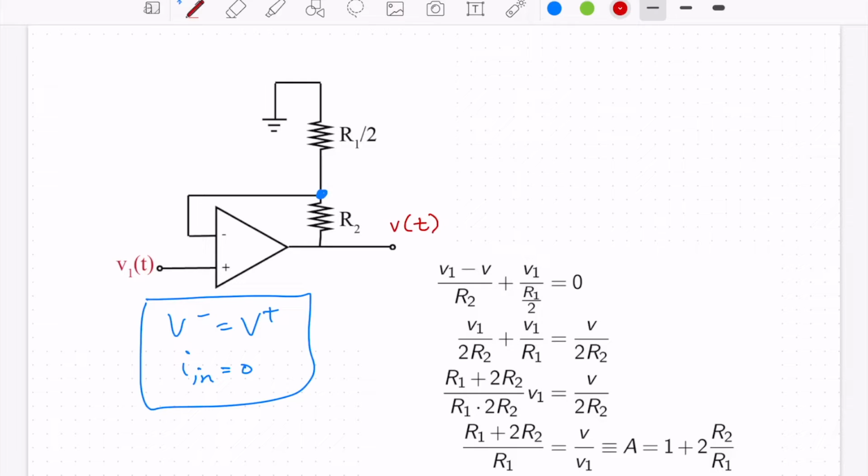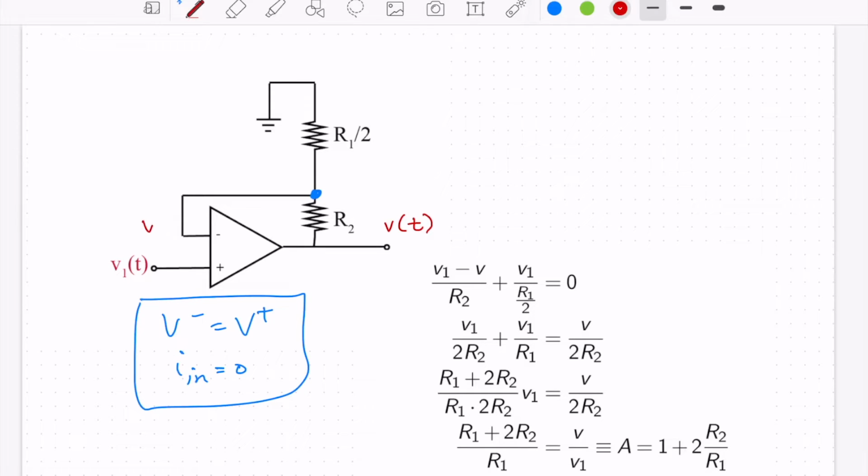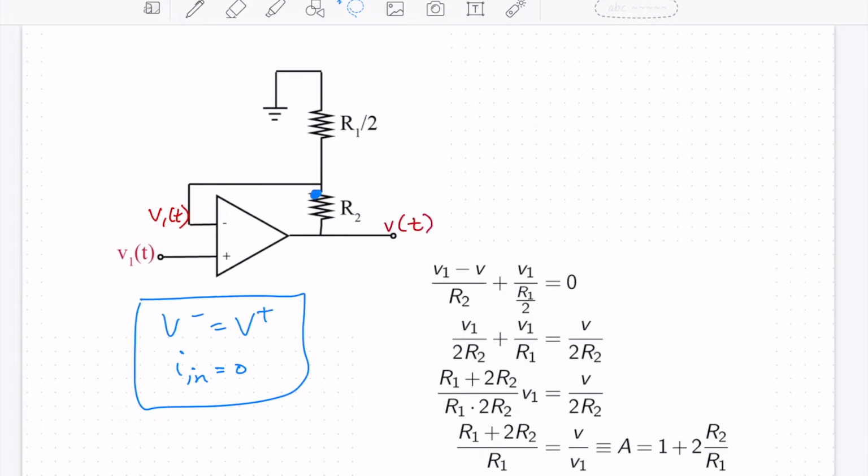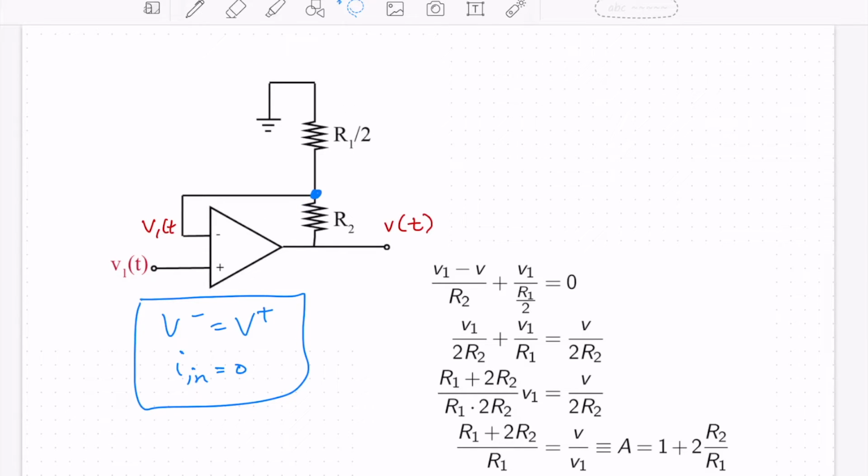So the voltage at V plus is V1 of T, so the voltage at V minus must be V1 of T, based on our assumption that we have negative feedback, and then this is the model for an op amp. So that voltage, V1 of T, is actually the voltage at that node that I colored blue. So I'll just rewrite it here, V1 of T.